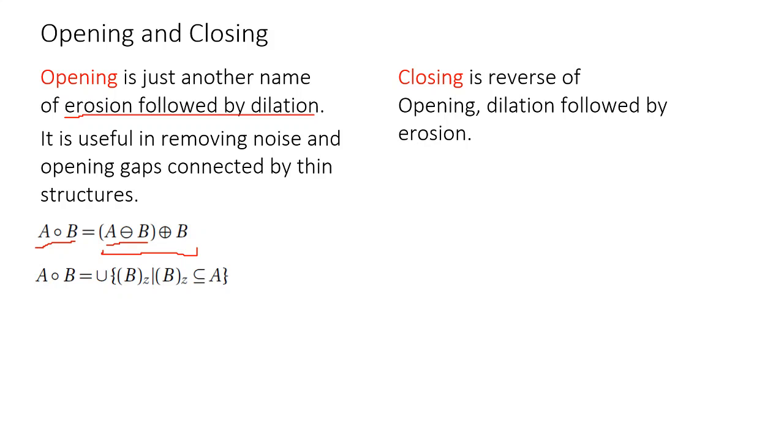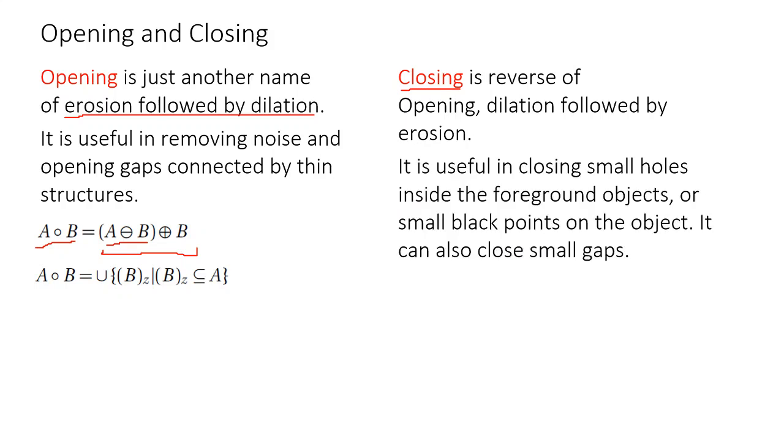So closing is the reverse of opening. It is dilation followed by erosion. So it is useful in closing small holes inside foreground objects or small black points in objects. It can also close small gaps. So we use the darkened circle to signify closing, and you can see the closing operation is first we do dilation and then we do erosion. A is the image here and B is the structuring element.